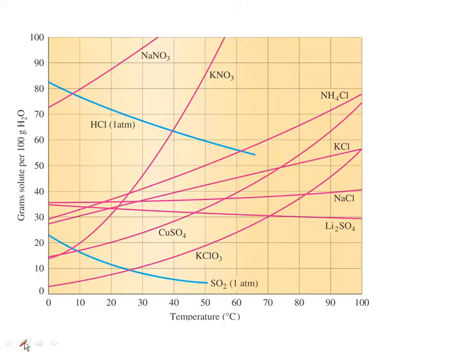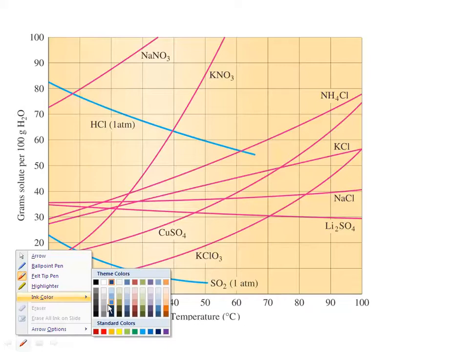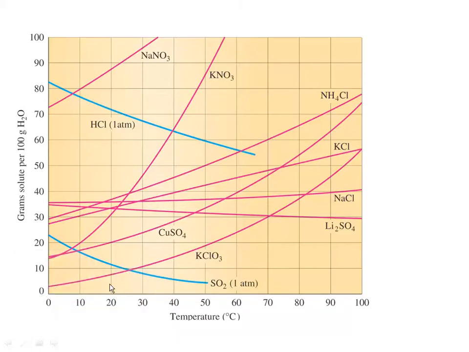What this is, if you remember, is the solubility curve for various things. Yours isn't in color, so notice, for instance, that two of the lines are in blue. Those represent the solubility of gases, hydrochloric acid and SO2. Notice that the solubility of gases decreases with temperature. The rest of them, our red lines, represent solids dissolved in liquids. With the exception of lithium sulfate, those lines increase with temperature, although where they start and how quickly they increase depends on each specific compound.